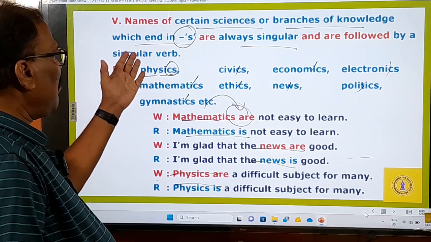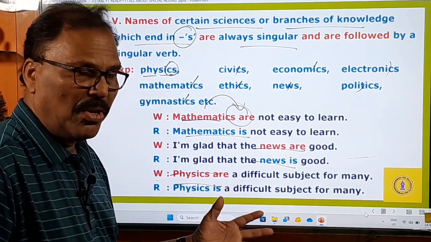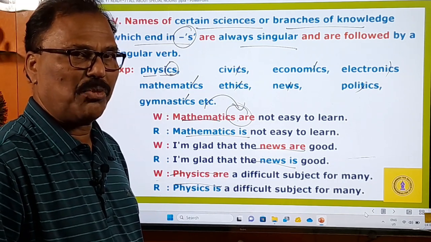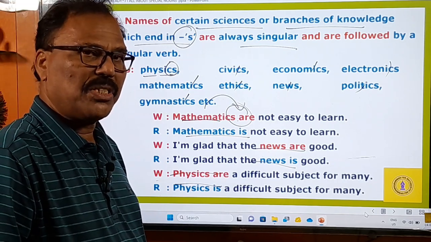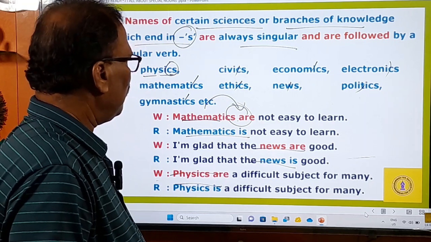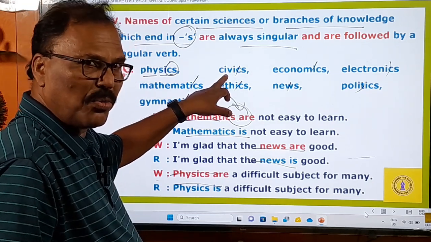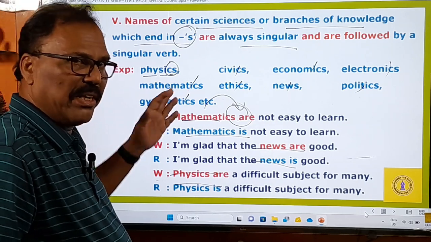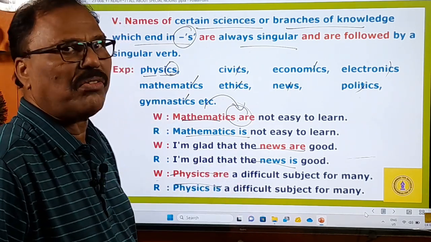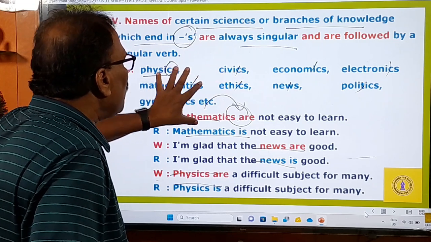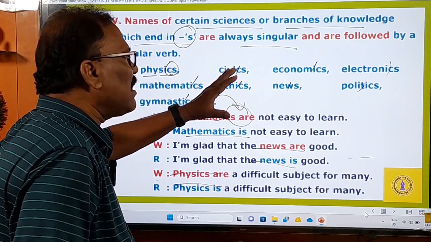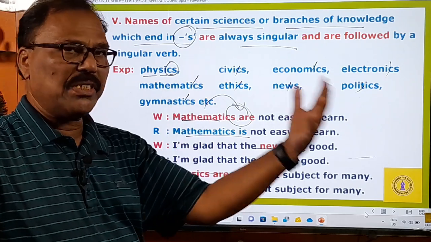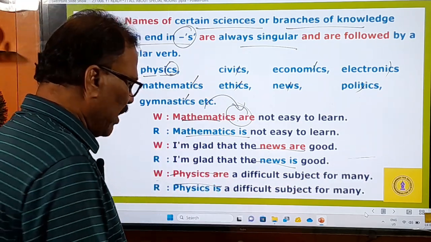Even in local languages, these are all singular. Physics in Telugu is Bhautika Shastramu. Can you say Bhautika Shastramulu? No. Mathematics is Ganta Shastram, and even in Telugu, Ganta Shastramulu does not exist. So in this way, these words end in -es, but they are not plural words. They are all singular words. We have to use only a singular verb after them. That is the rule. Please keep it in your mind.